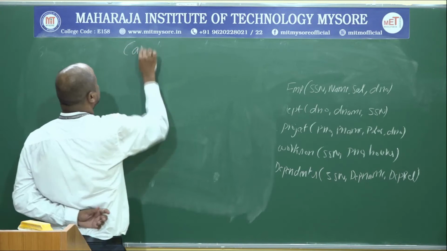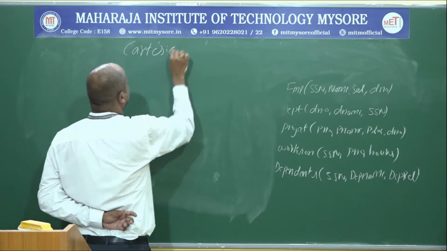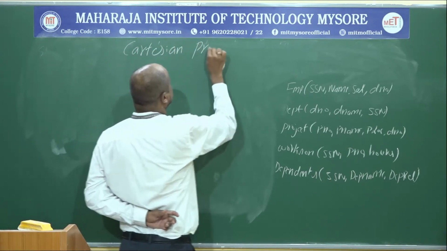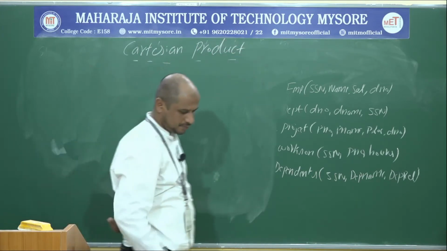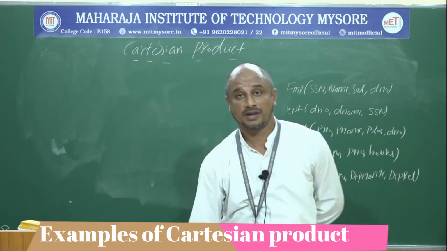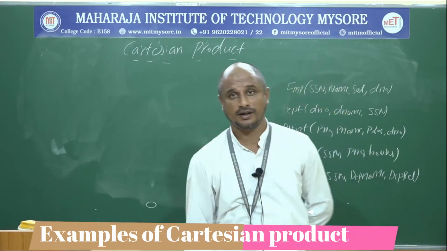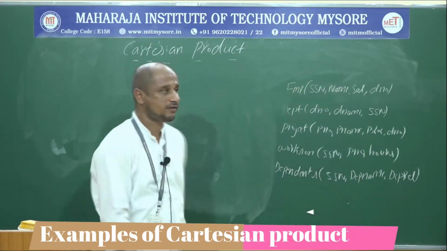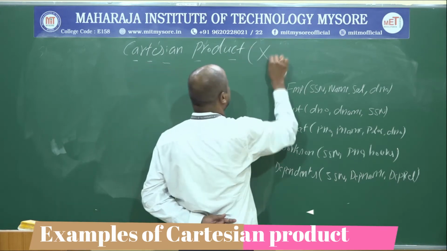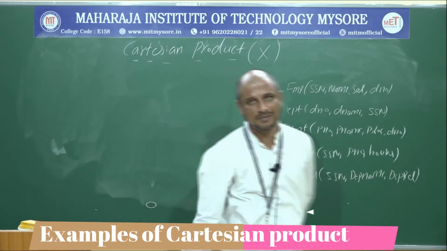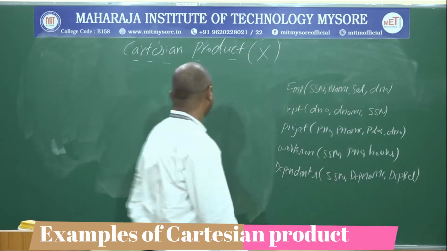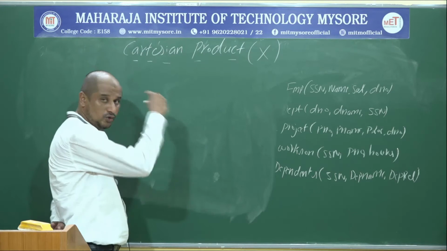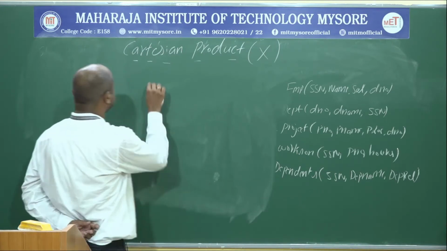So, Cartesian product. Hope you remember this one from the mathematical operations you have specified. You do a Cartesian product with the multiplication symbol, right? Now I'll take another example of how to do the Cartesian product.